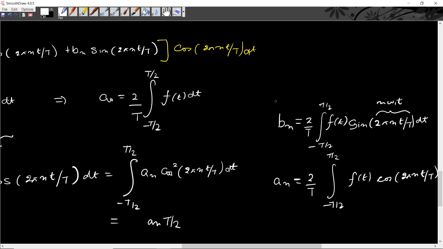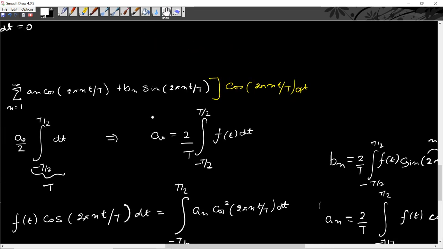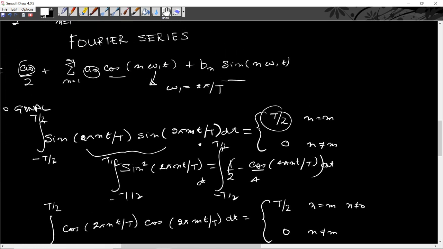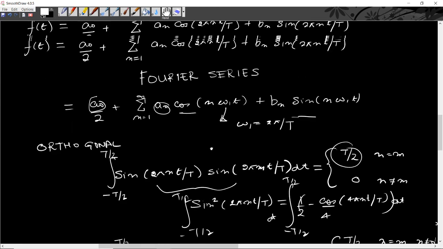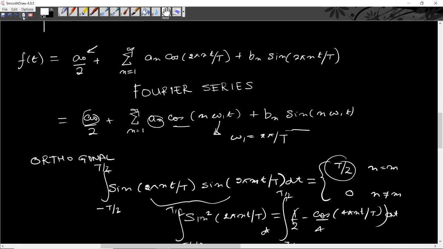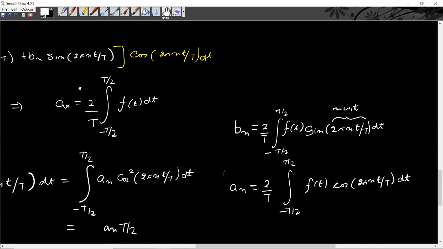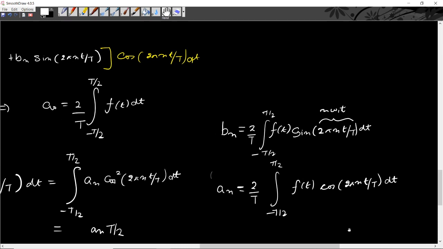So now we have found all the coefficients of the Fourier series. I have a0, I have bn, and I have an. So if I know these coefficients, I can write any periodic function as a sum of sines and cosines, where the coefficients a0, an, and bn are given by these three integrals.